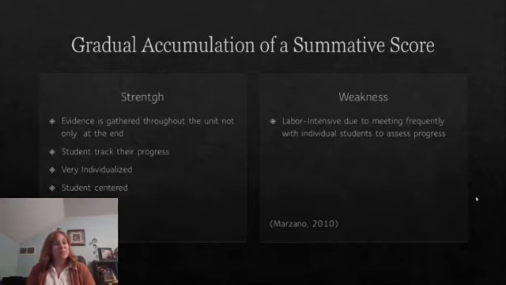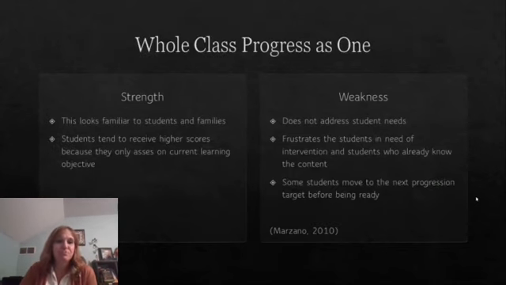One of the weaknesses is it's more labor intensive because it requires frequent meetings with students to assess and analyze that progress. And the whole class progresses as one model. It's just that at the end of the unit, the whole class moves into unit 2. At the end of that unit, they all move into unit 3. At the end of the semester, they all move into semester 2.